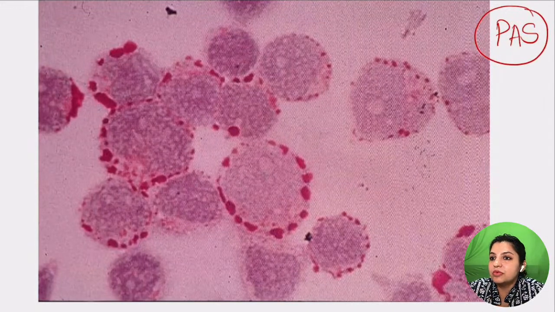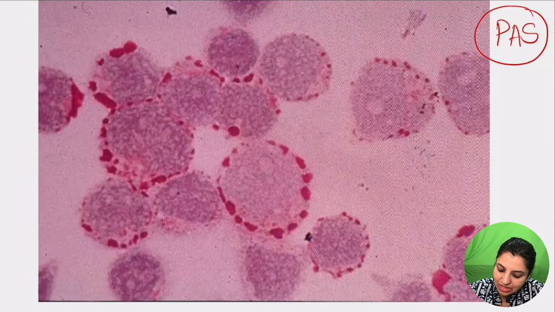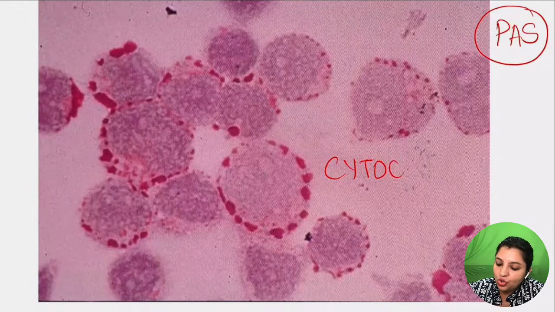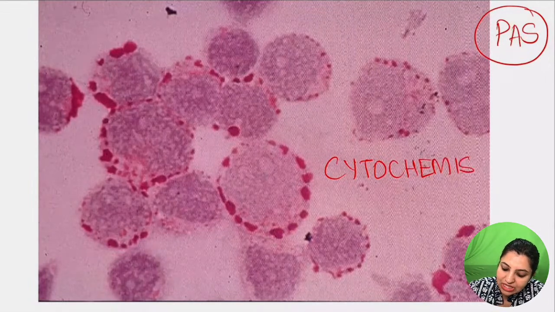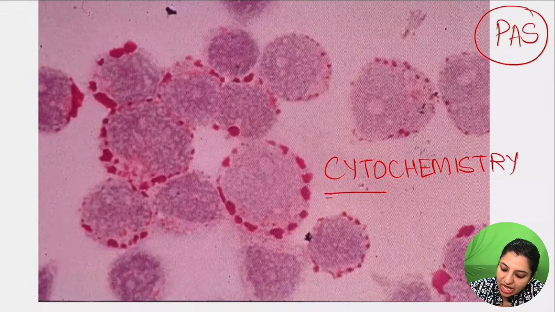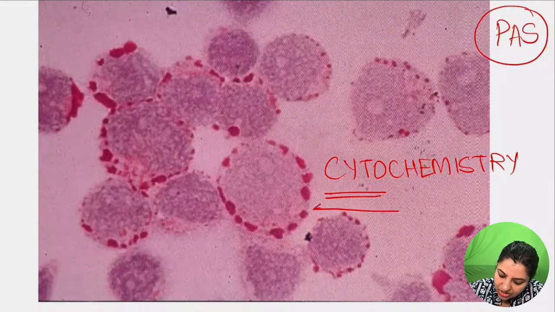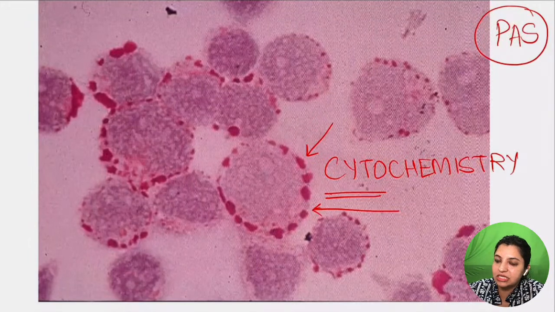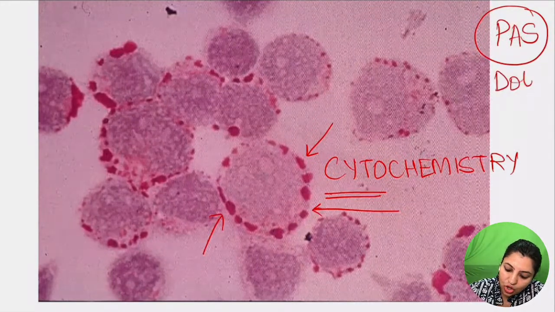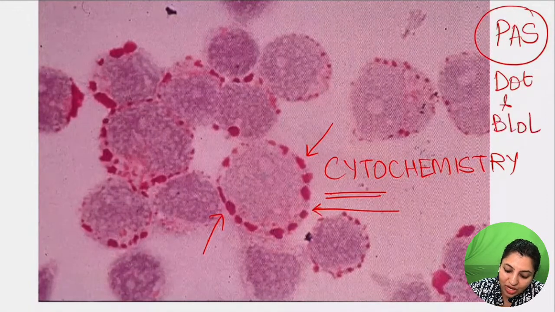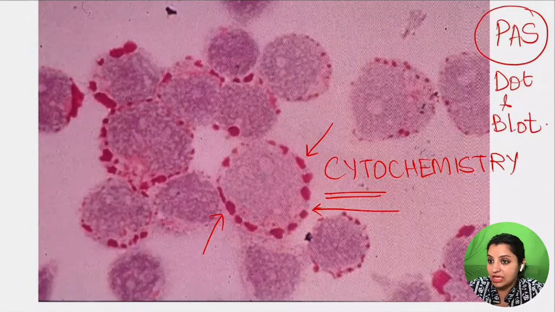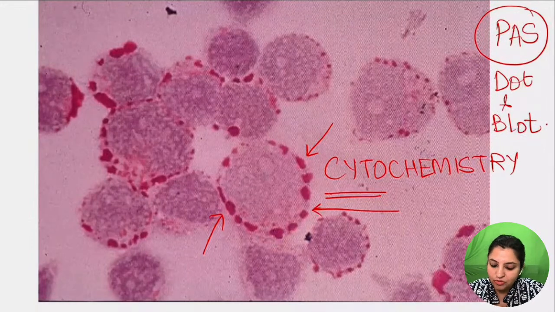For any leukemia, the special test is always special stains. What are special stains in hematology called? They are called cytochemistry, because it stains certain cytoplasmic granules in the cell. If you look at PAS, can you see these dots and blots? This kind of PAS positivity is called dot and blot positivity. If you write this one term, the examiner will be very happy that he knows it, and they'll give you marks.